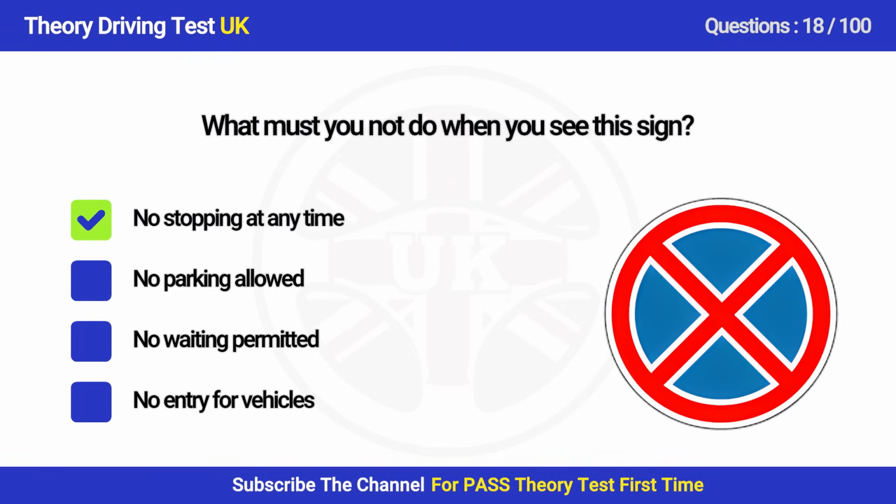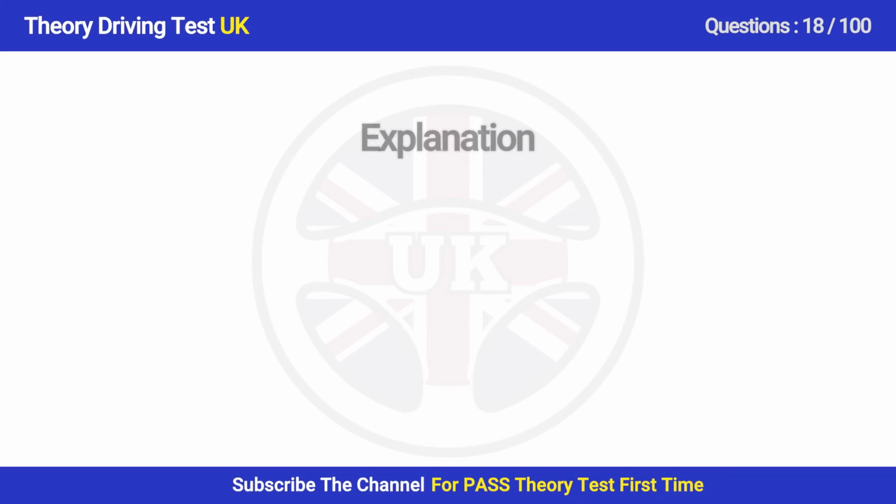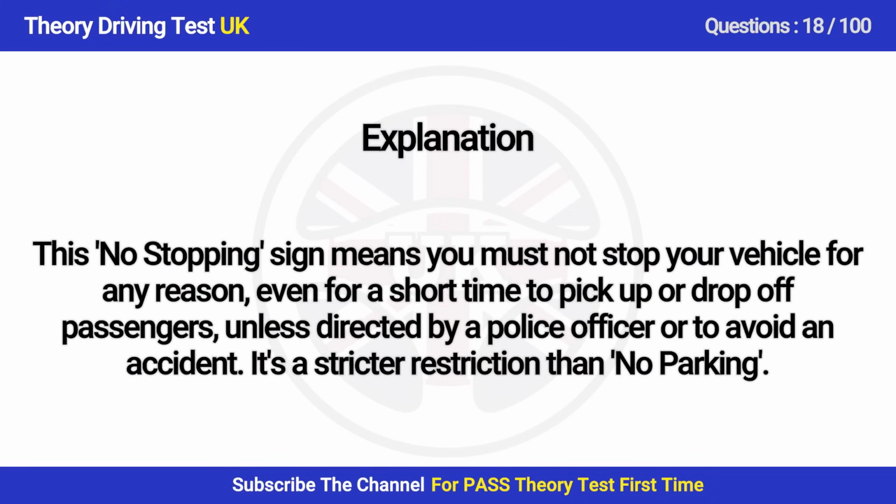Answer is A. No stopping at any time. This no stopping sign means you must not stop your vehicle for any reason, even for a short time to pick up or drop off passengers, unless directed by a police officer or to avoid an accident. It's a stricter restriction than no parking.